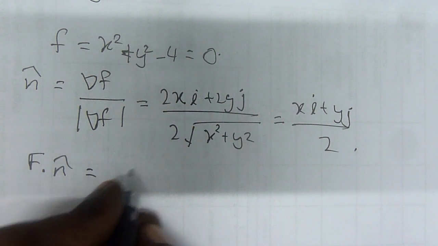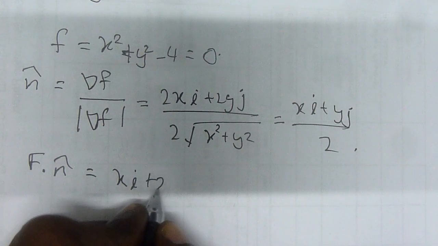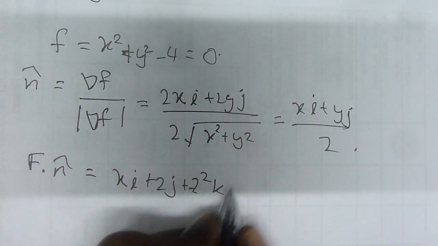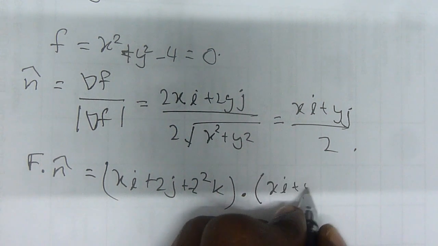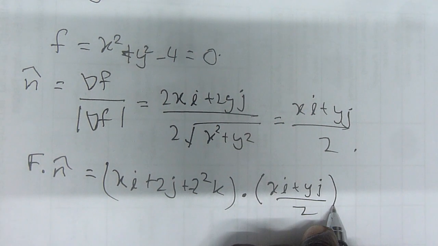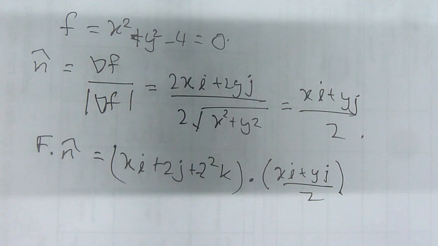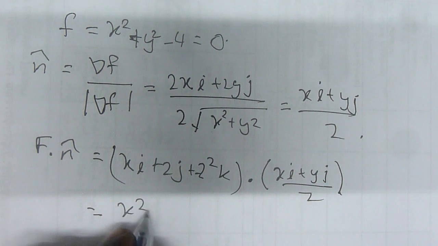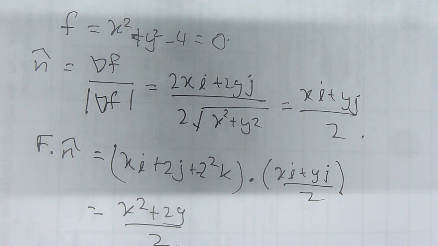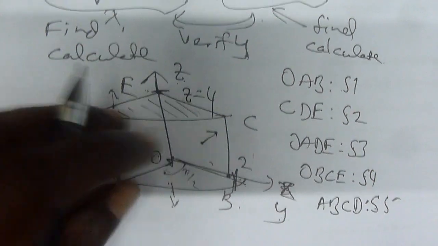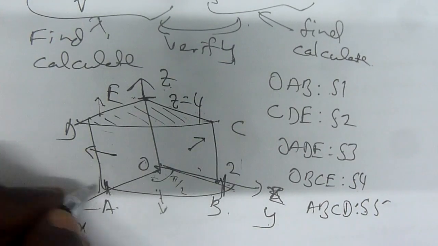Okay, when I perform that, I'll get xi plus 2j plus z2 to the k, dot product with the n here, xi plus yj divided by 2. Which in this case I will get as x2 plus 2y2. And since we're going to calculate the cylindrical surface, remember, I've got a cylindrical surface here. If we just tear it off, it will be a kind of rectangle.